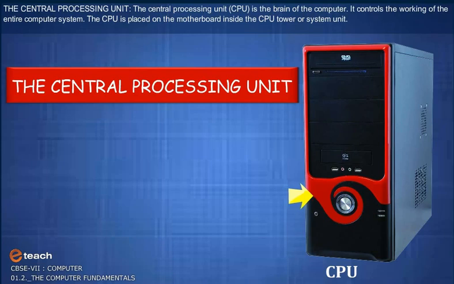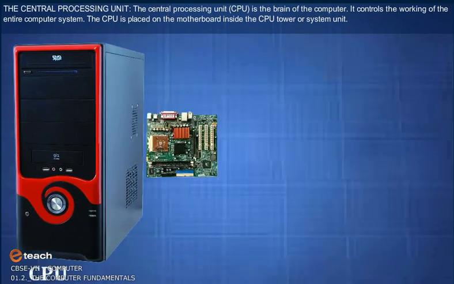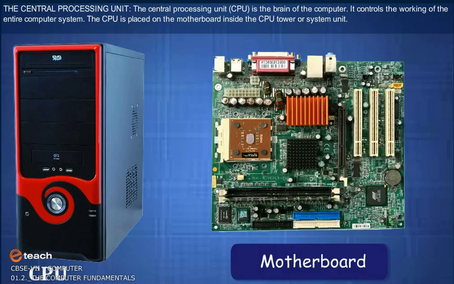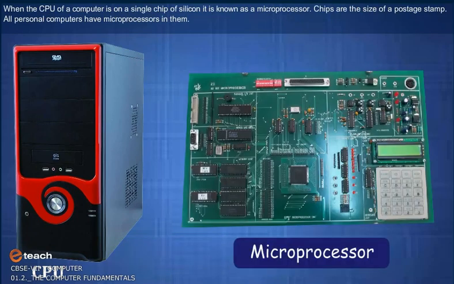It controls the working of the entire computer system. The CPU is placed on the motherboard inside the CPU tower or system unit. When the CPU of a computer is on a single chip of silicon, it is known as the microprocessor. Chips are the size of a postage stamp. All personal computers have microprocessors in them.